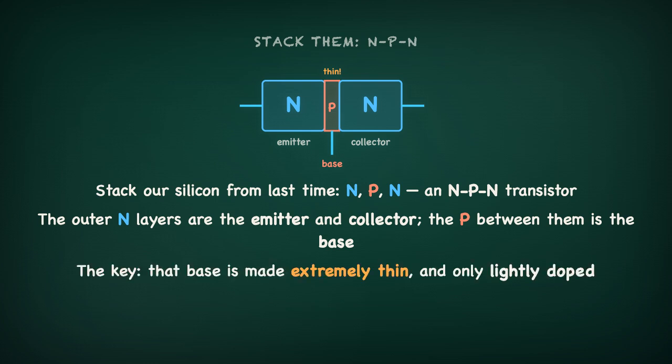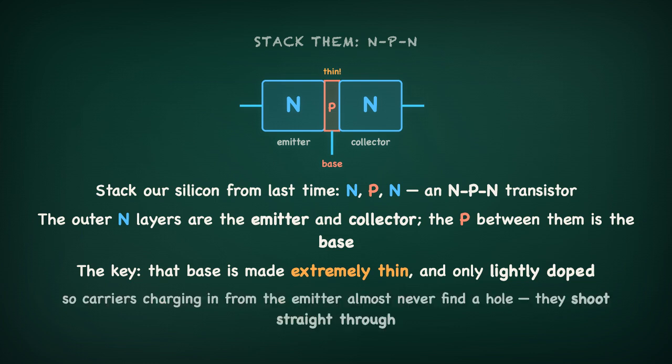Here's the key. That base layer is made extremely thin and only lightly doped. So when carriers come charging in from the emitter, almost none of them find a hole to fill. They shoot straight through into the collector.